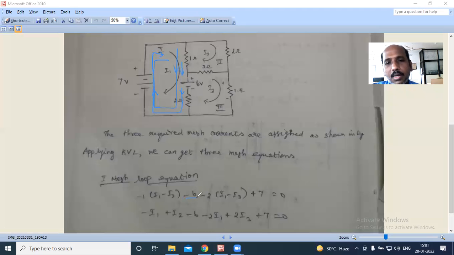Suppose my assumption is wrong, meaning in the final answer you get minus 6 ampere or minus 2 ampere, then we can say the current is opposite to the assumed direction. That is how we finally decide whether the assumption is wrong or not. First you assume the direction of current and determine as per the assumption, and finally your sign will indicate whether your assumption is right or wrong. Suppose you get a negative answer, then there is nothing to worry.